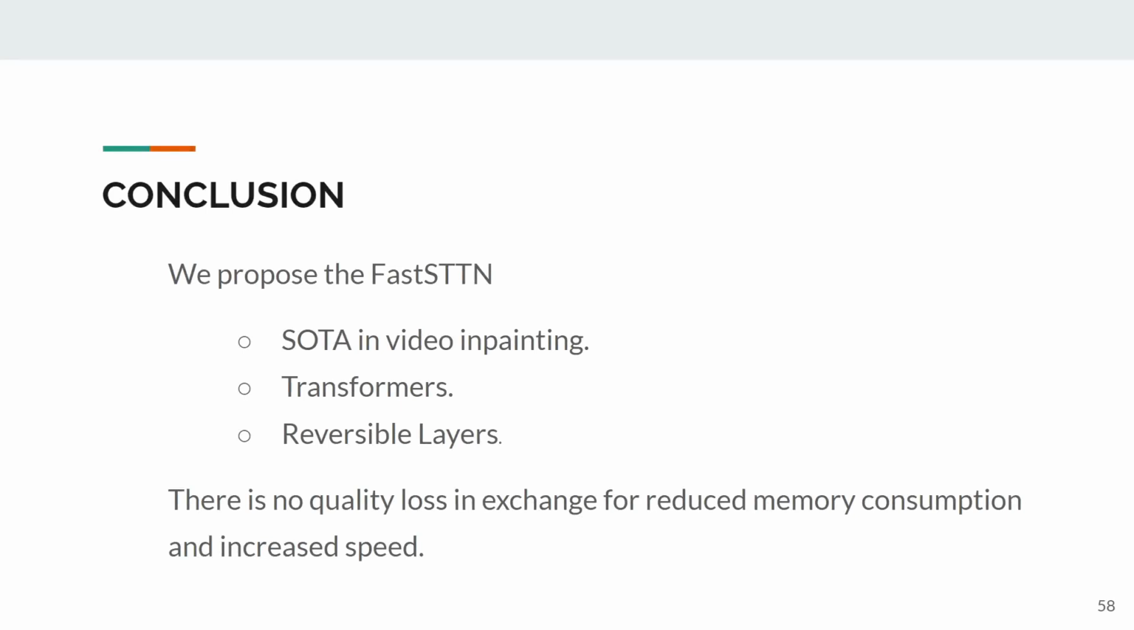We propose in this work the Fast STTN, a state-of-the-art video inpainting network that has at its core transformer blocks that were modified in order to reduce its memory and execution time consumption. We conclude that there is no quality loss in exchange for reducing memory consumption and increasing speed.